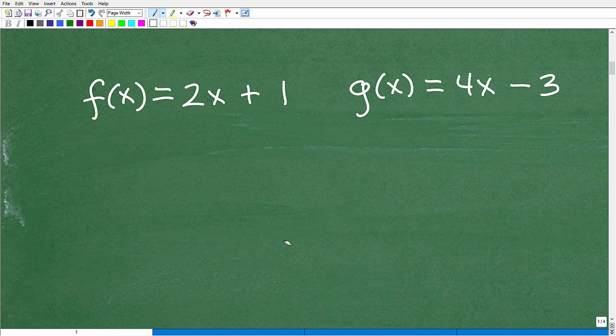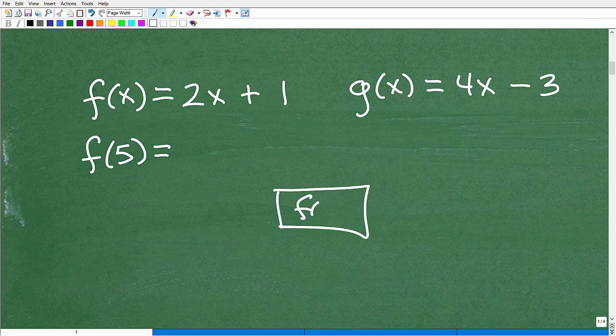So let's just actually see this in action. One of the things that we want to do with functions is to evaluate a function. Evaluating a function means plugging in a number inside this function. So, for example, let's say I'm going to find f of 5. What this is saying is I'm going to plug in, here's my f of x function. This is the rule.